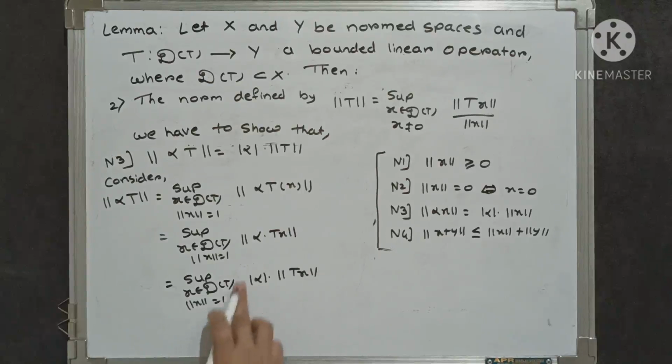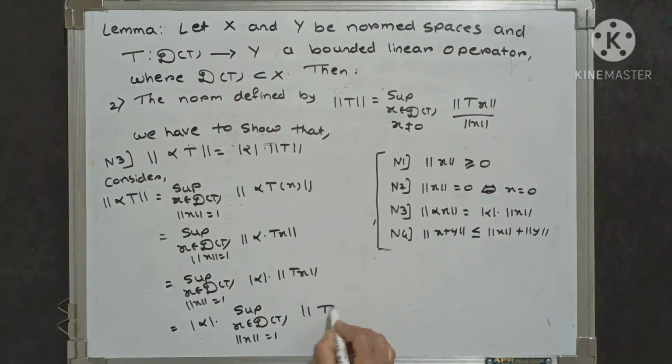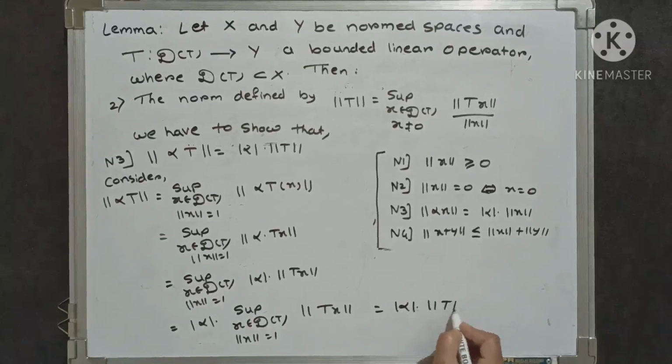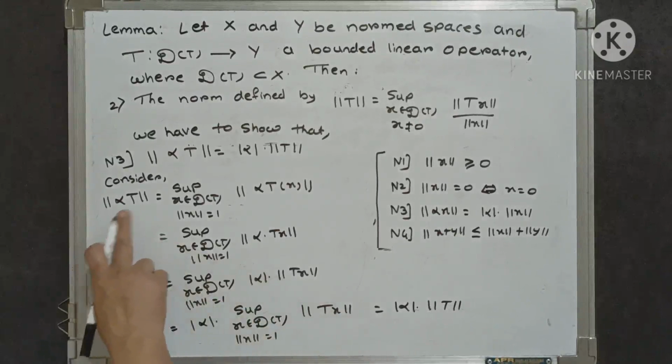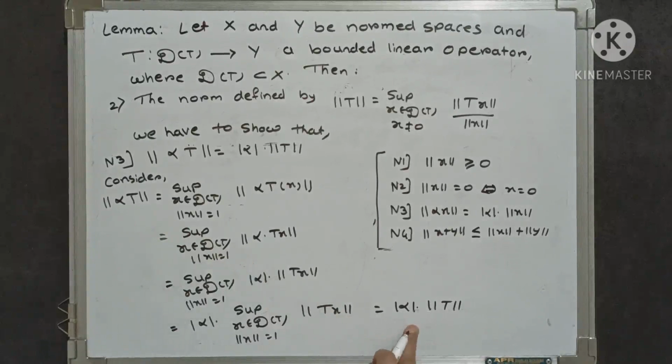Now this alpha is independent of this supremum, because this supremum is taken over x, and this alpha is independent of this x, and therefore it is written as mod alpha into supremum over x belongs to D(T), norm of x equals 1, norm of Tx, and it equals mod alpha into norm of T. That means norm of alpha T equals mod alpha into norm of T. In this way, the third axiom of a norm is satisfied.